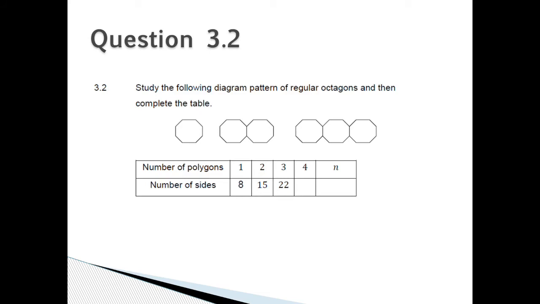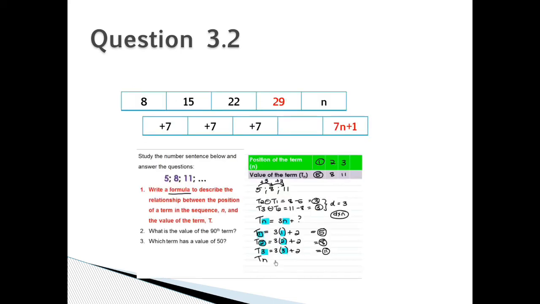Question 3.2. Study the following diagram pattern of regular octagons and then complete the table. So, we have 1 octagon, then 2 octagons, then 3 octagons. The number of sides is 8, then 15, and then 22. What we can see is that it is increasing by 7 each time. So your next number is 29. If you wanted to work out your Tn formula, it will be 7n plus 1.